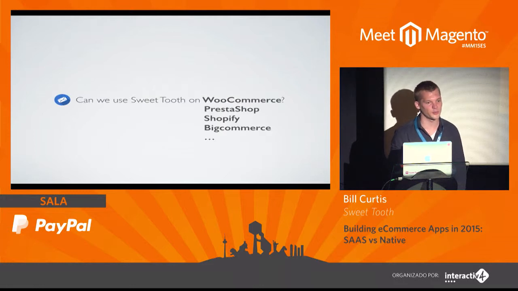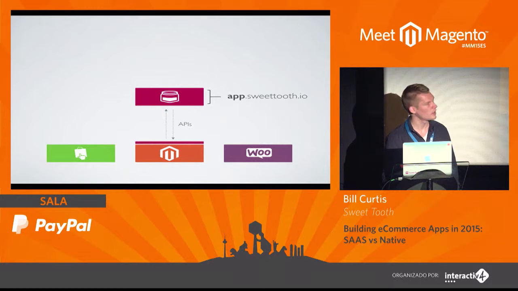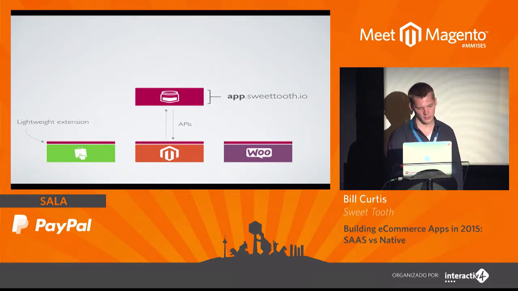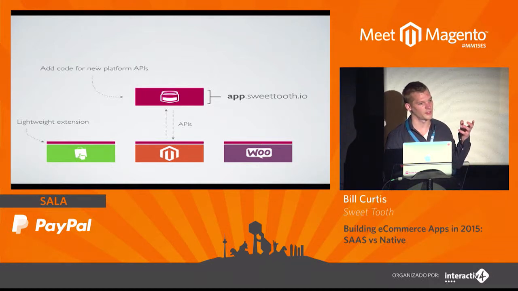So let's revisit SweetTooth integrating with other e-commerce platforms now. With this setup, it becomes a lot easier. We add lightweight extensions to each of these e-commerce platforms, which generally you can do in a pretty quick amount of time. And the second thing is just adding code within the SweetTooth platform that knows how to talk to the specific APIs of the new platforms that we now support.